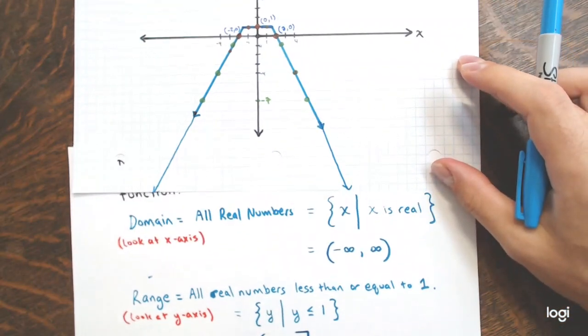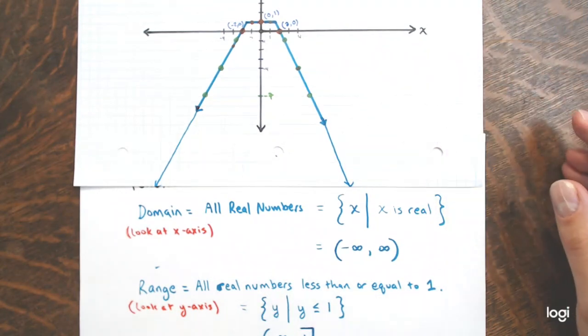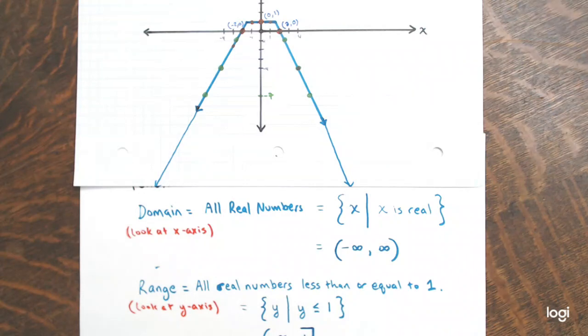Okay, so that's it for that part. All right, the domain is all real numbers. Every value on the x-axis is an x-coordinate of some point on this graph, and the range is all values less than or equal to 1. So all values less than or equal to 1 on the y-axis are the y-coordinates of some points on this graph. Okay, that's part A. Got some information there just by looking at a picture.